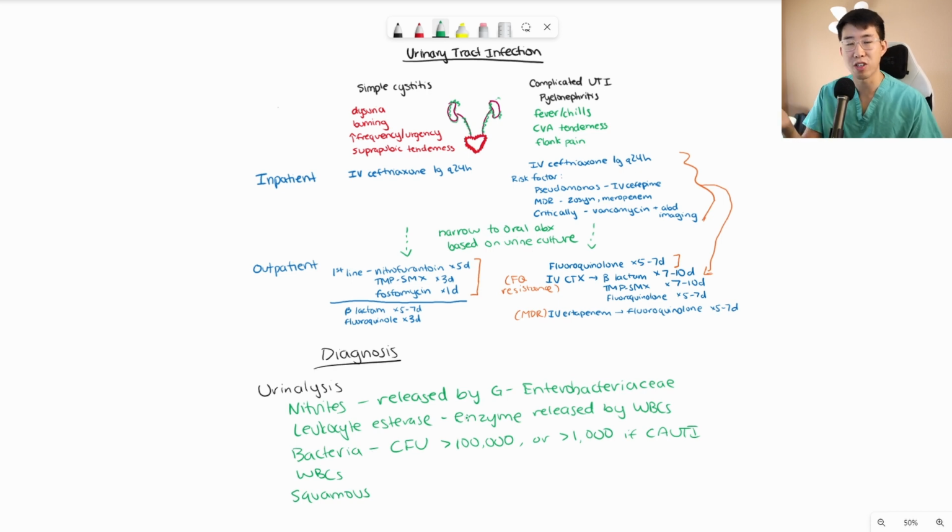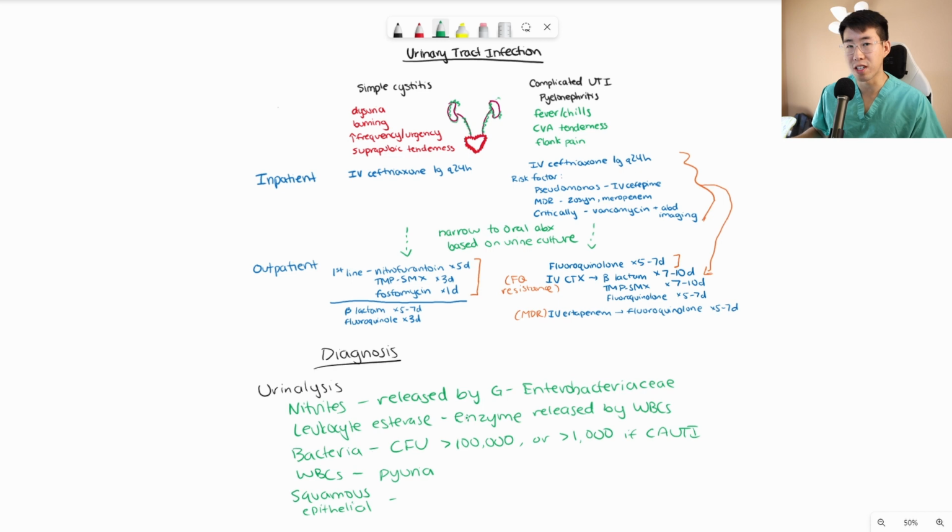Now, on your urinalysis, it's really just going to say many bacteria or moderate bacteria. So you're not really going to know until the urine culture how many colony-forming units there are. And then white blood cells, obviously, if there's more white blood cells in the area, then it's suggesting more inflammation. And this is what we call pyuria. And then squamous epithelial cells.